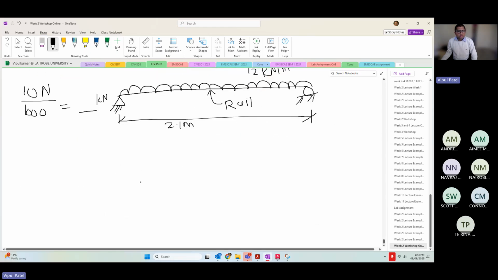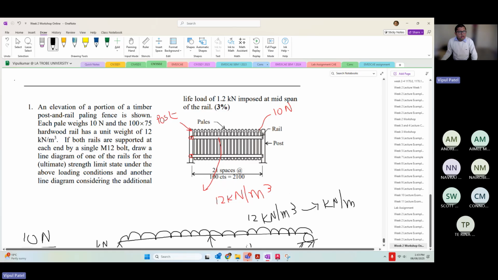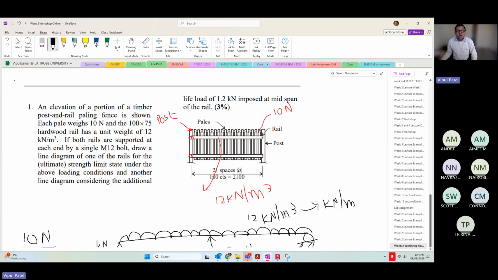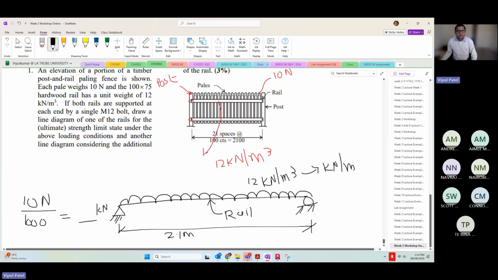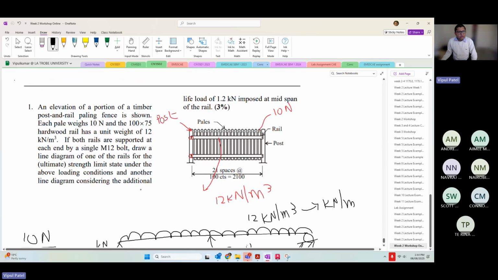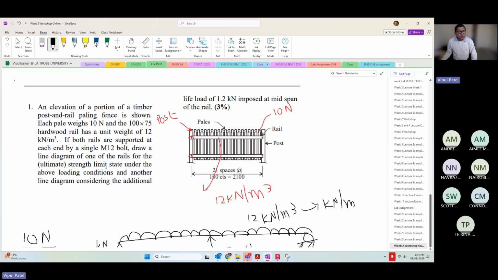And then there is no live load. They require a live load line diagram. I think somewhere they say a live load of 1.2 kilonewton imposed at the mid span of the rail. And another line load diagram considering the ultimate loading conditions, and then another line diagram considering the additional live load.